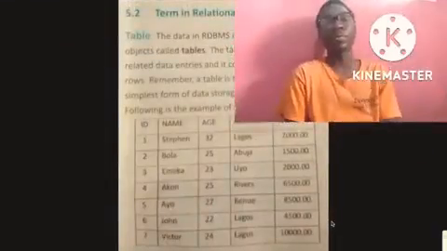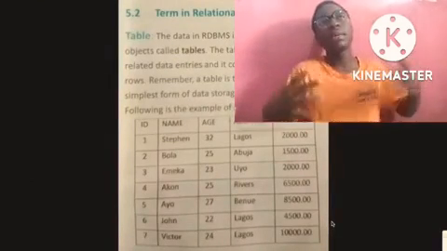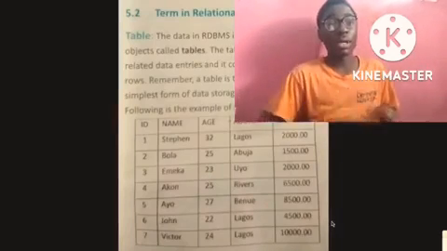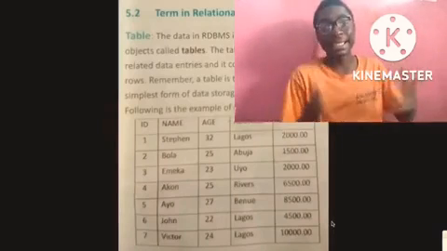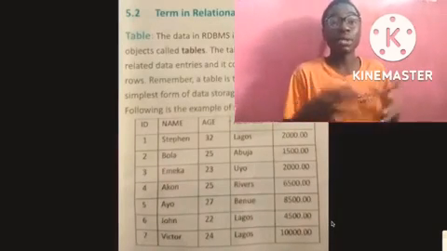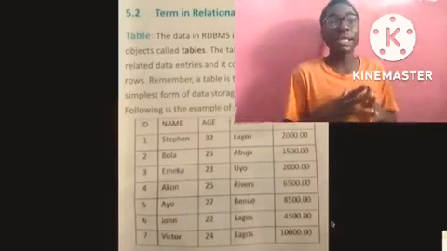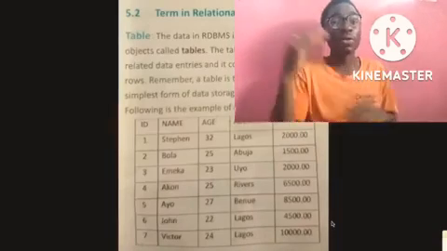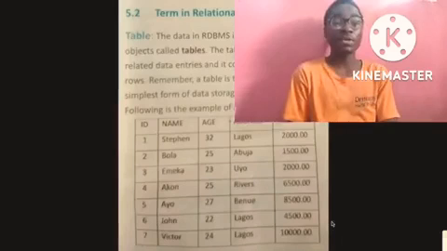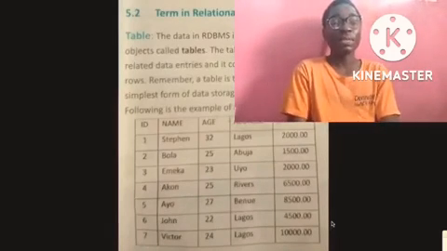Now, there are different terms we use in relational database management systems, and one of those terms is table. This table is one of the key terms that we can use to discuss relational databases because tables are kind of like the entities. So the data in relational database management systems are stored in database objects called tables. These database objects are a collection of related data entries and they consist of columns and rows. You should remember that a table is the most common and simplest form of data structure in a relational database management system.